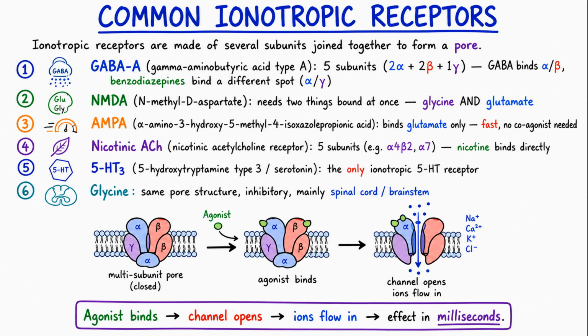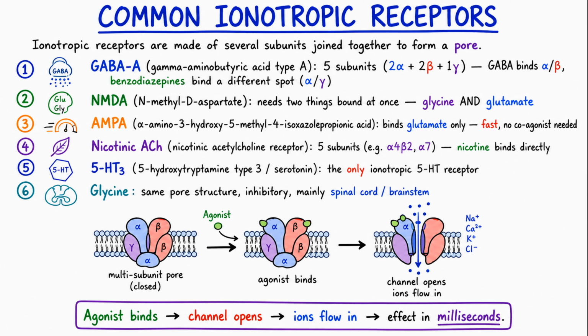Every ionotropic receptor is built the same basic way. Several protein pieces called subunits join together in a ring with a pore running through the middle. Take GABA-A, short for gamma-aminobutyric acid type A, 5 subunits. GABA binds one spot, but benzodiazepines bind somewhere completely different on the same receptor, which is why they can't do anything without GABA already there. NMDA, N-methyl-D-aspartate, needs 2 separate things bound at once, glycine and glutamate, both together before it opens. AMPA is simpler, it just needs glutamate, no second molecule required, and it's very fast.